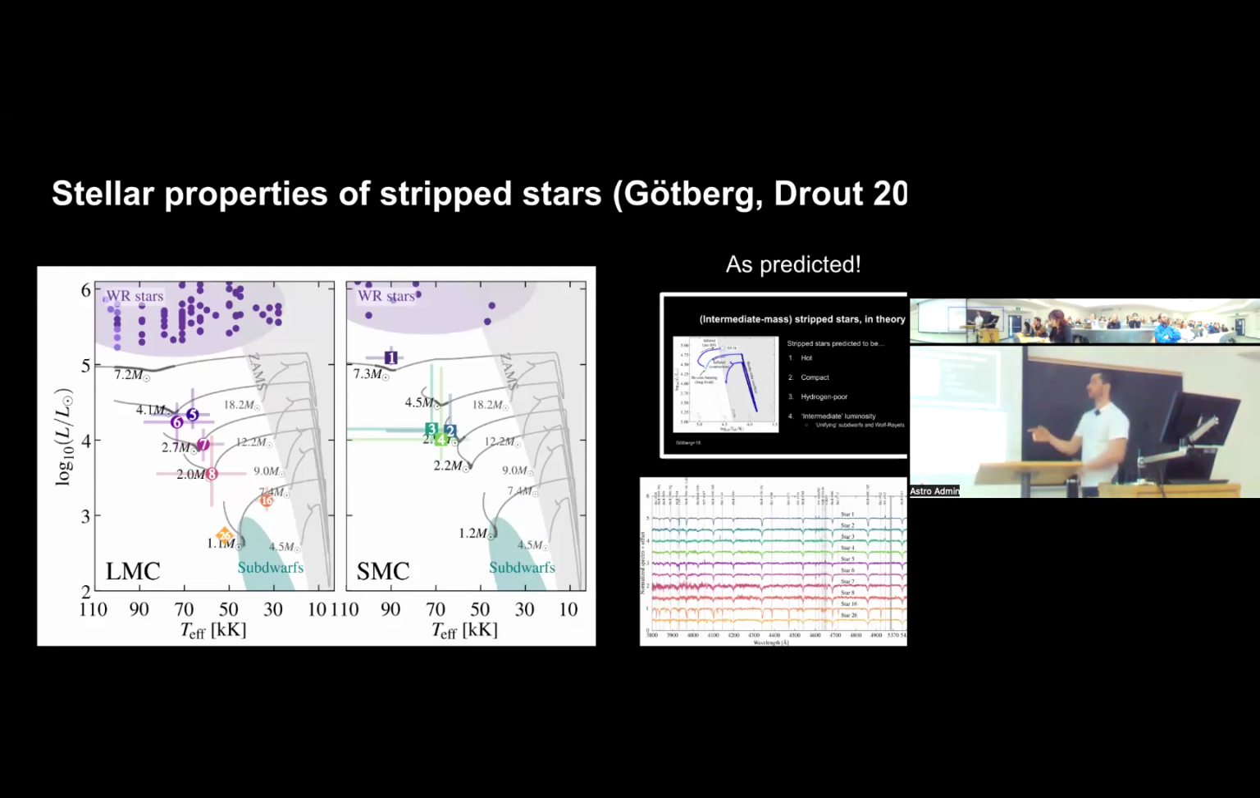In a sibling paper, they published the stellar properties for a subset of these stripped stars. So these are the observations here, the observed spectra. And in comparison to the theoretical expectations, it all seems to jive.